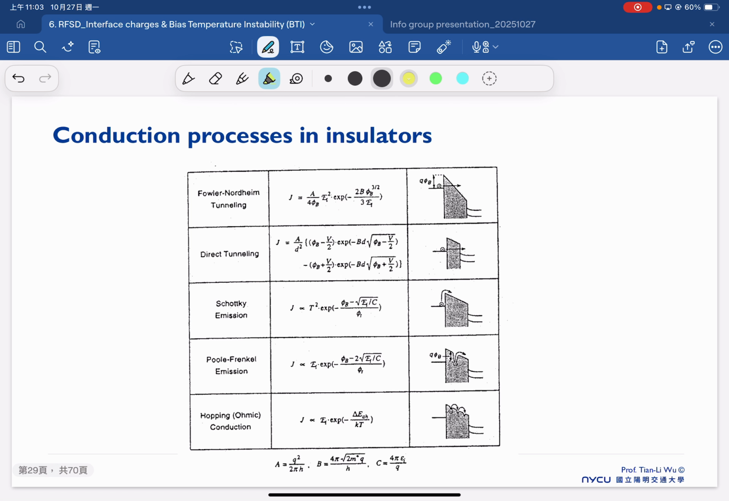So here is a quick summary that there are several different possible mechanisms. The first one is FN tunneling, due to the triangular barrier. We have direct tunneling due to the trapezoidal barrier, and also the typical Schottky emission, and also Poole-Frenkel. And also there is what we call hopping conduction. It's almost like an ohmic conduction here.